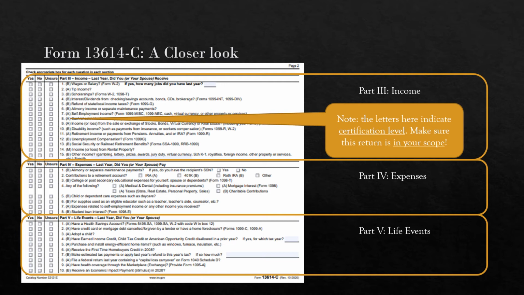Part 4 is expenses. These are expenses that might be able to lower the taxpayer's tax amount or their taxable income. Part 5 is for life events, and very often these are things that have happened over the year that might qualify our taxpayer for a certain credit.